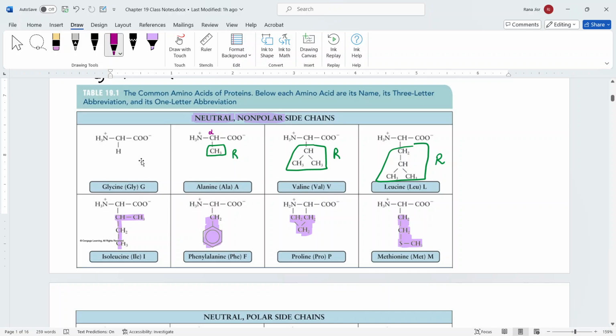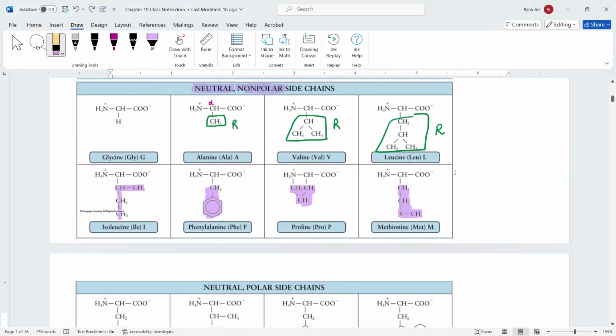Now, glycine is the simplest amino acid. On the alpha carbon, there is no R. Instead of the R, there is a hydrogen. This is also labeled as a neutral and nonpolar side chain.